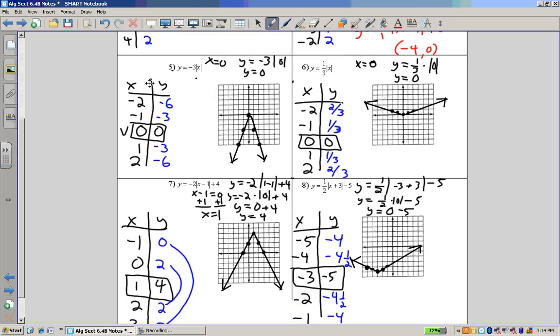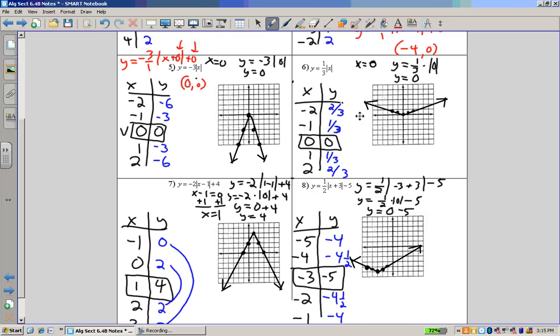Number 5, I can rewrite it. Y equals negative 3 over 1 times the absolute value of x plus 0 plus 0. So my vertex is going to be 0, 0. But to the right of the vertex, I rise -3, run +1. And then I match that going the opposite direction to form the V.